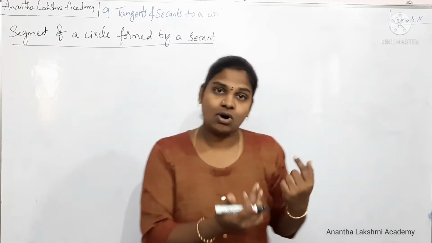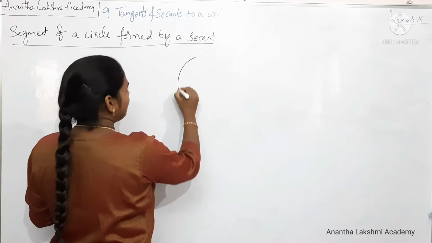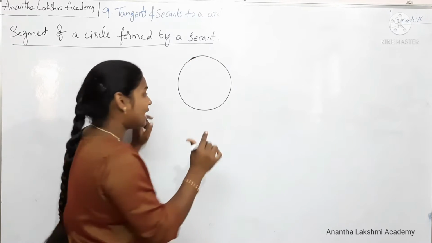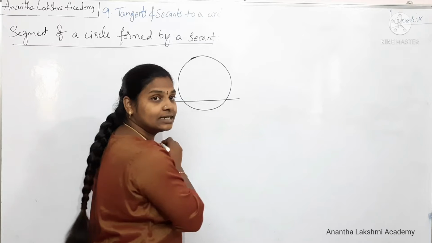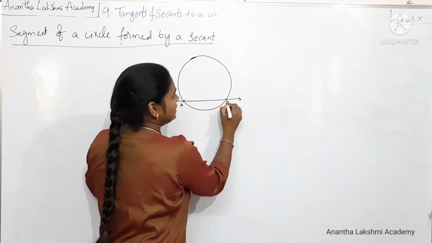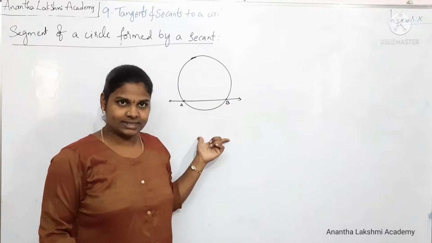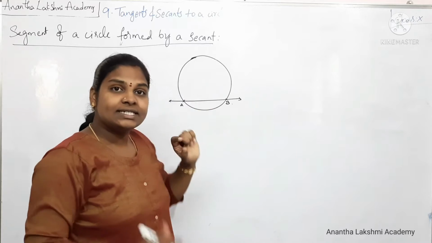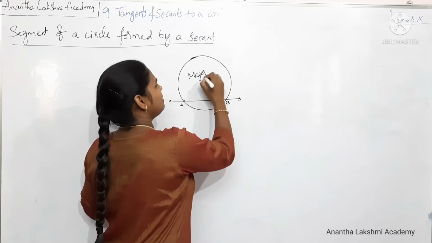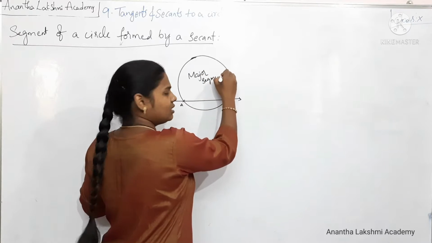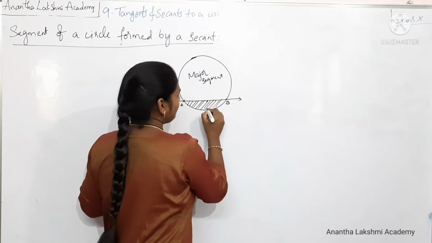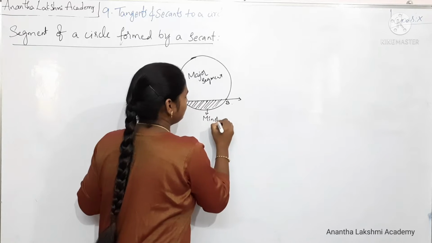I told you, when I draw a secant, what is a secant? If a line touches the circle, that becomes a tangent. But if a line intersects the circle at two different points, then that is called a secant, is what we said. And the secant divides the circle into two segments. One is the above one, the major segment. What is the major segment? Something which is big. And the bottom one is nothing but the minor segment.